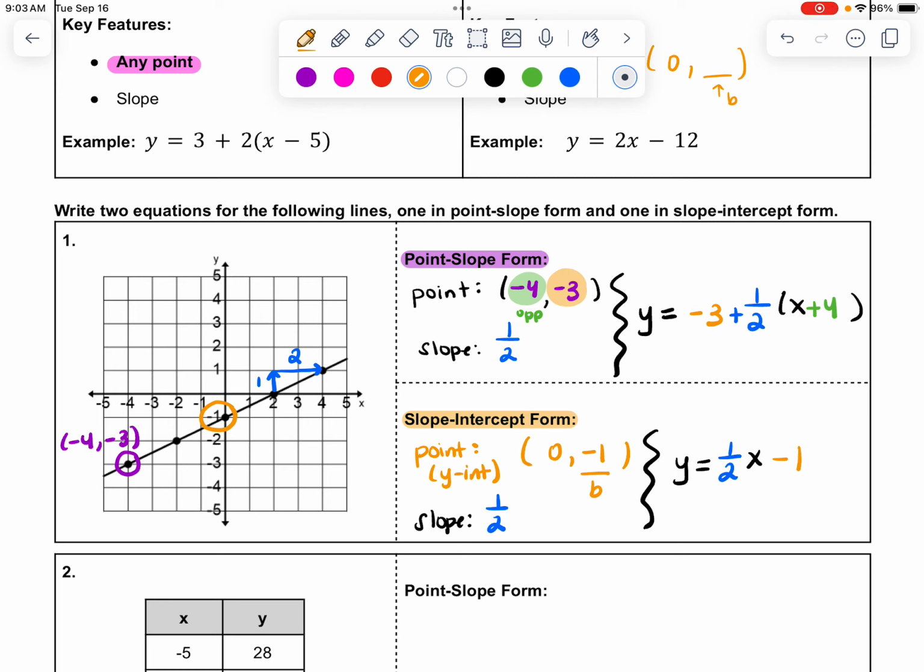Now, even though these are two different styles of equation, they both are equations that represent the same line. So different styles, but same line.